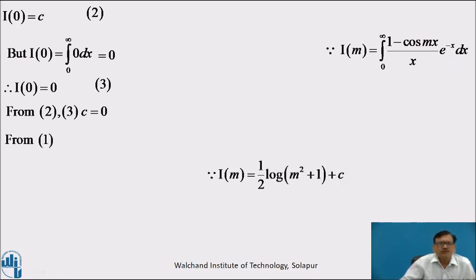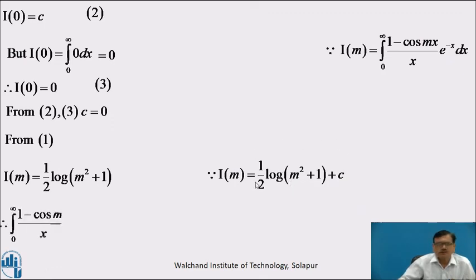Therefore from equation number 1, we get I of m equal to 1/2 log of m square plus 1, by putting c equal to 0. Therefore the value of the integration from 0 to infinity of 1 minus cos mx by x into e raised to minus x dx equals 1 by 2 log of m square plus 1. Thank you.